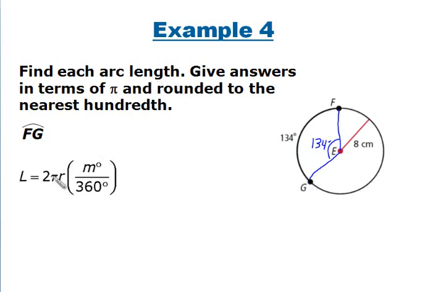but they want us to find the arc length. So to find the arc length, we're going to use the equation for arc length, which has us do 2 times pi times your radius, which we're told is 8, times the central angle divided by 360. So our angle is 134 degrees over 360. So our arc length is 5.96 pi.